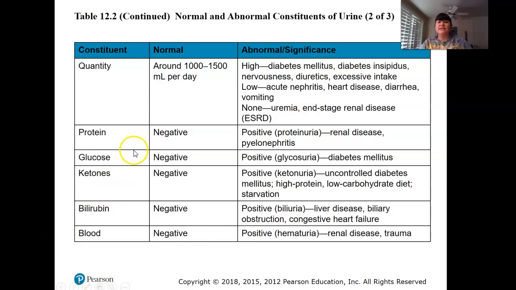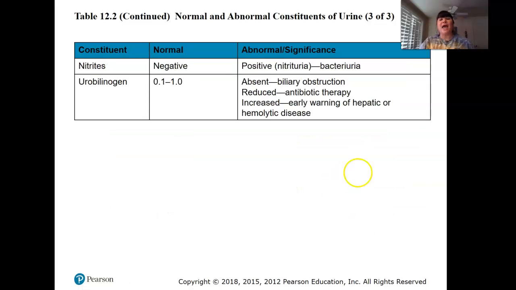Protein, again, could tell you if there's something wrong with the kidneys. Glucose could tell you if there's diabetes. Ketones, it could tell you, again, diabetes. Bilirubin could tell you about what's happening with the liver, with the heart. Blood, again, renal disease, trauma, it could tell you what's going on. Nitrites, that has to do with, are there bacteria in there? Urobilinogen, that has to do with the liver also, right? It says biliary obstruction, antibiotic therapy, hepatic hemolytic disease.